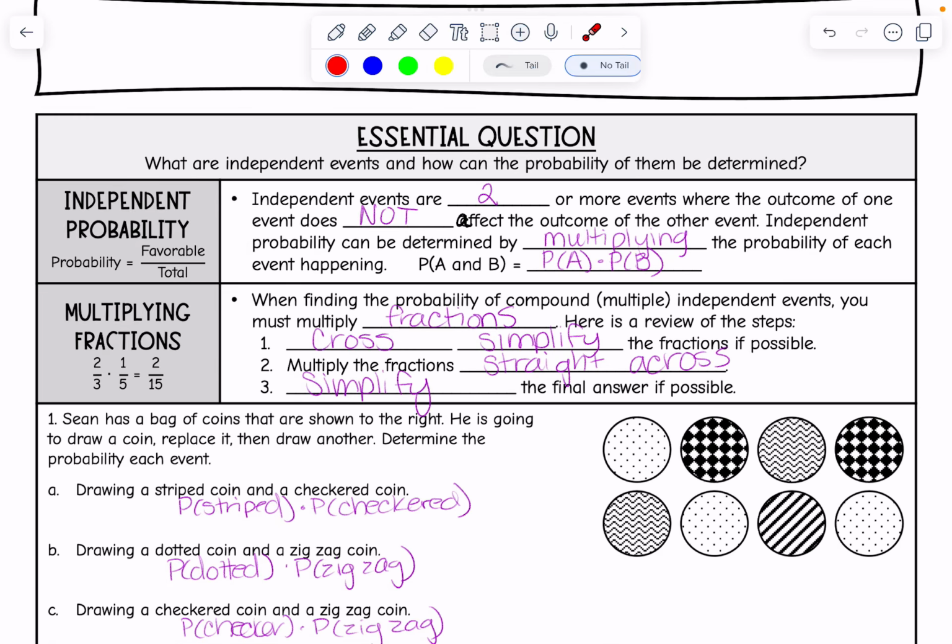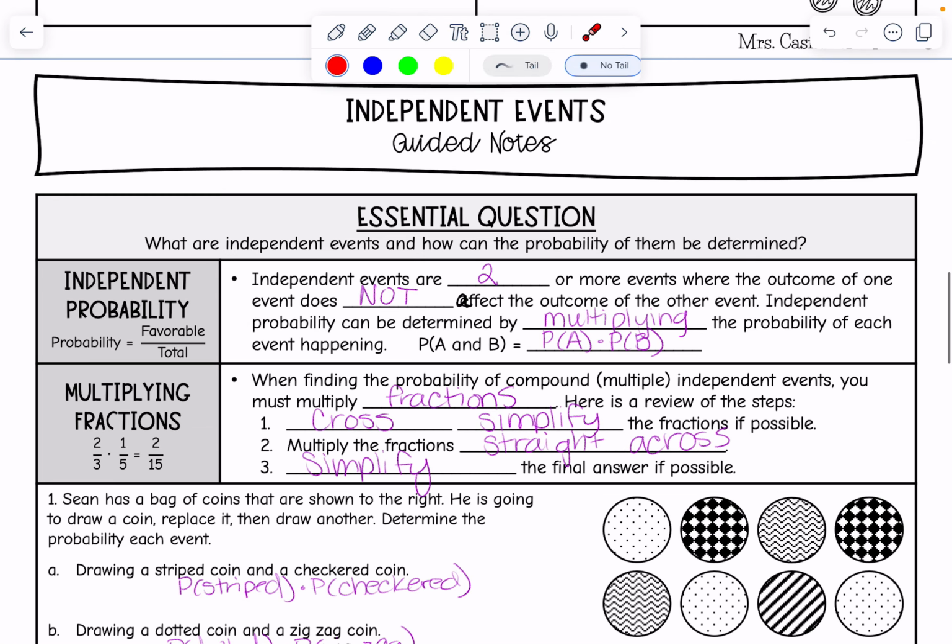Hi, 7th graders. Today we're going to be talking about independent events. When we talk about independent events, we're going to be answering the question, what are independent events and how can the probability of them be determined? Independent events are two or more events where the outcome of one event does not affect the outcome of the other event.